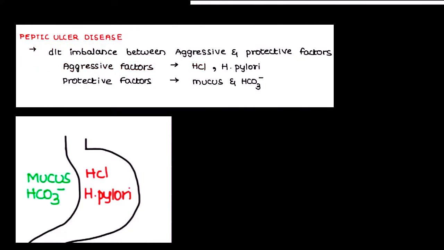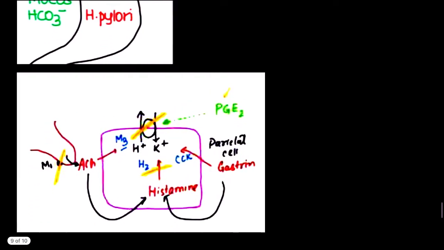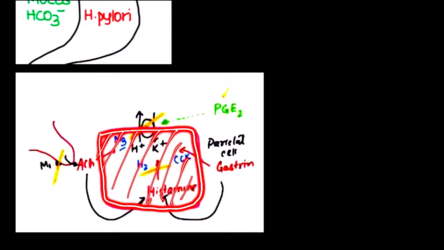Now let's focus on HCl production. That means we are going to decrease the production of HCl. In order to do that, we need to know how HCl is produced in the body. The HCl is produced by the parietal cell. As you can see, this is our parietal cell, and outside we have the lumen of our GIT.